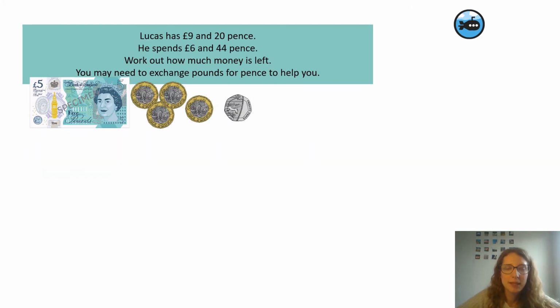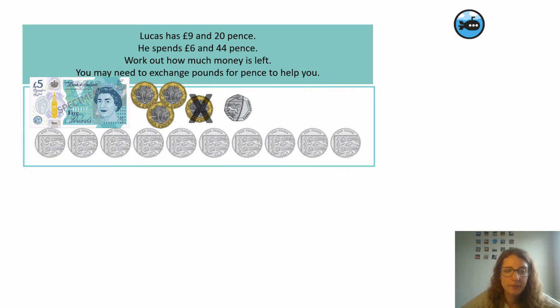Right, so similar problem to the one before. Lucas has £9.20, as you can see on the screen. He spends £6.44. How much money does he have left? Again, you might want to exchange some of your pounds into pence to help you like we did before. Okay, so pause, have a go and come back for the answer.